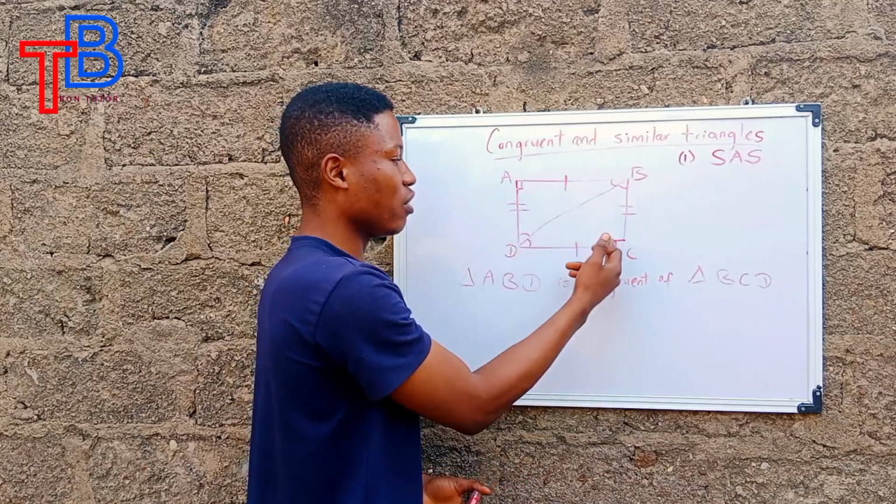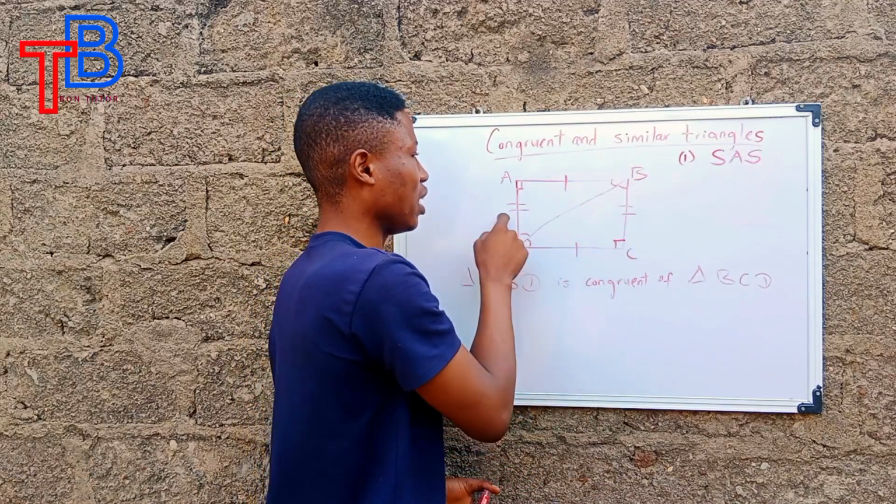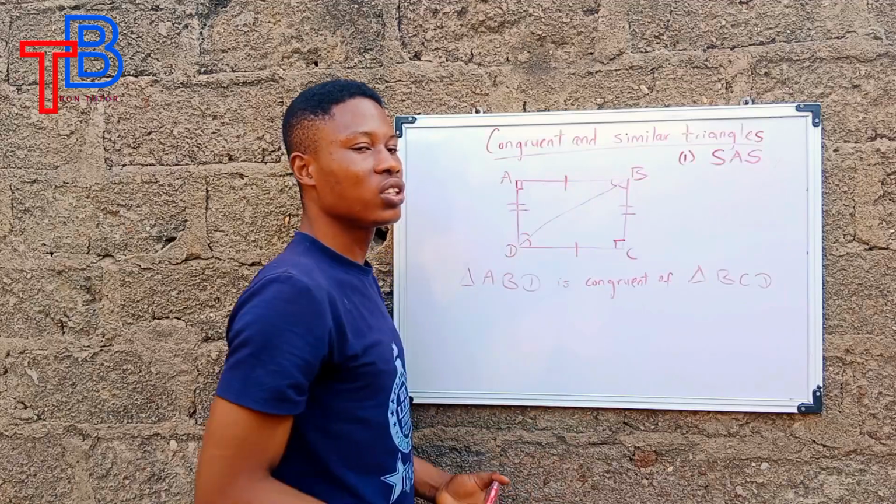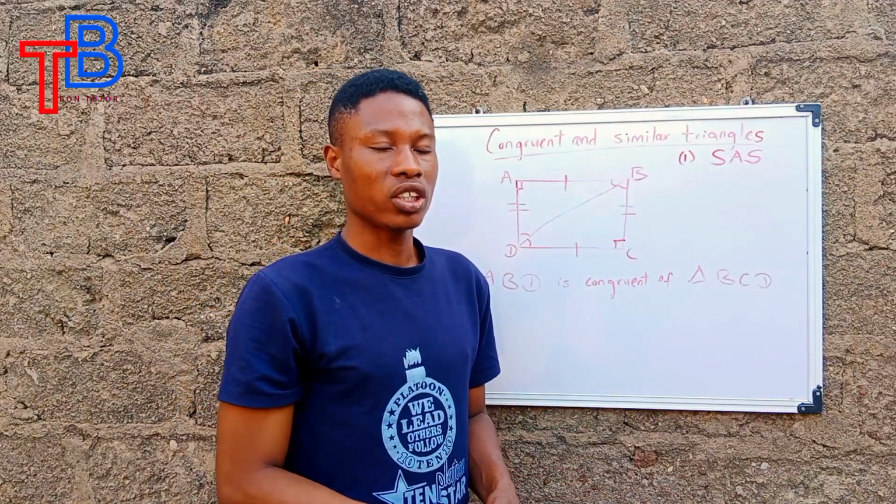You have 90 degrees here, you have 90 degrees here. These two sides are also equal to these two sides. That's the condition we are talking about.